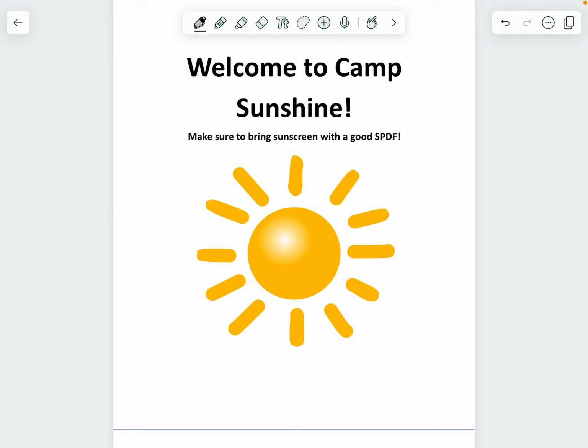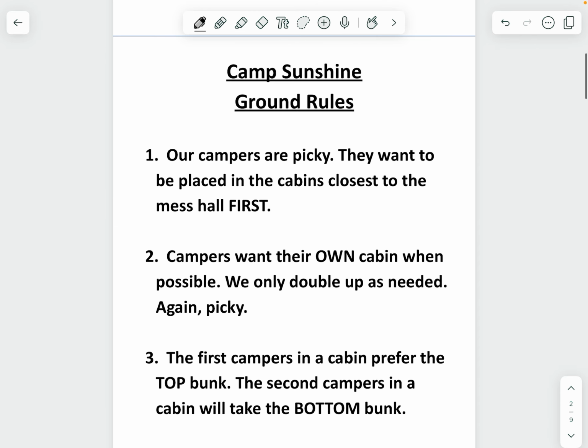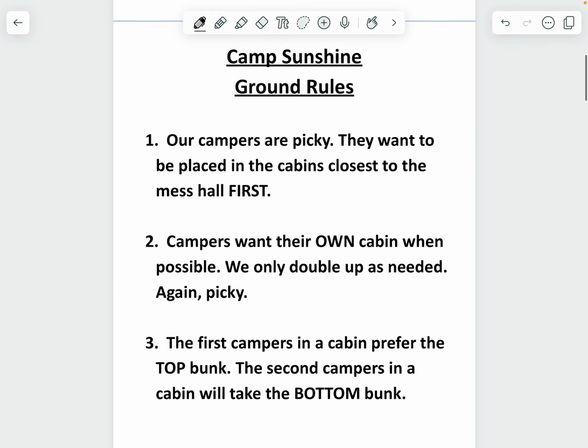Okay, I'm going to go through our Camp Sunshine analogies, which is going to be based off of our next topic in our unit to this point. In Camp Sunshine, we are responsible for putting campers into correct bunks. And in order to do that, we have a couple of ground rules. And our ground rules are as follows.